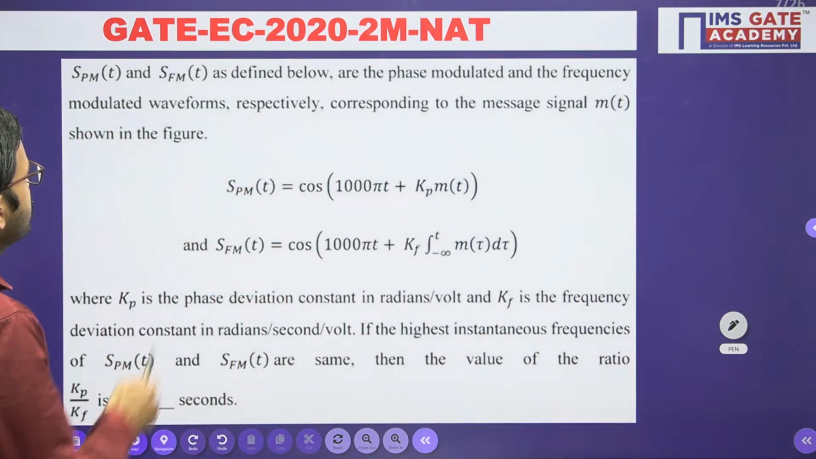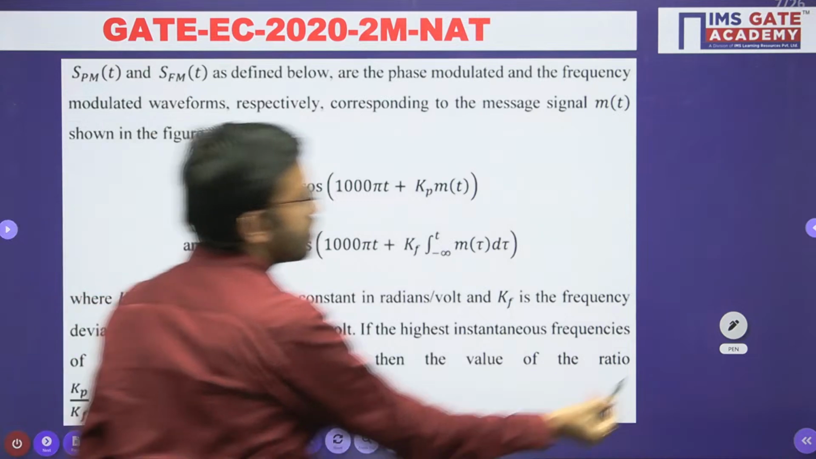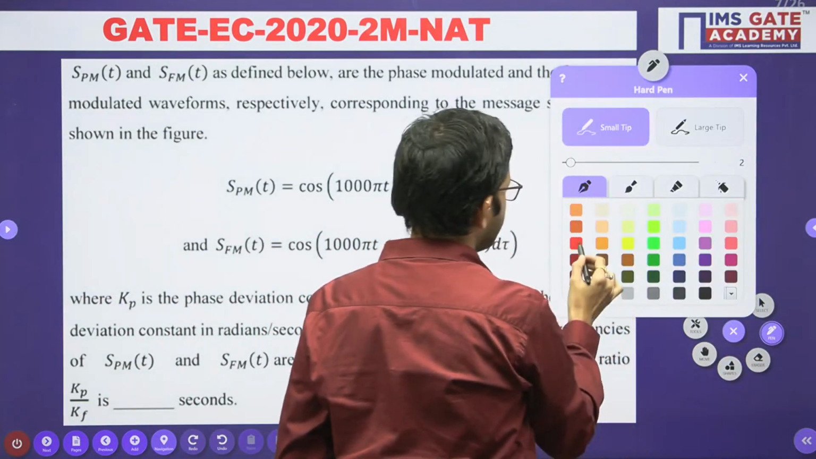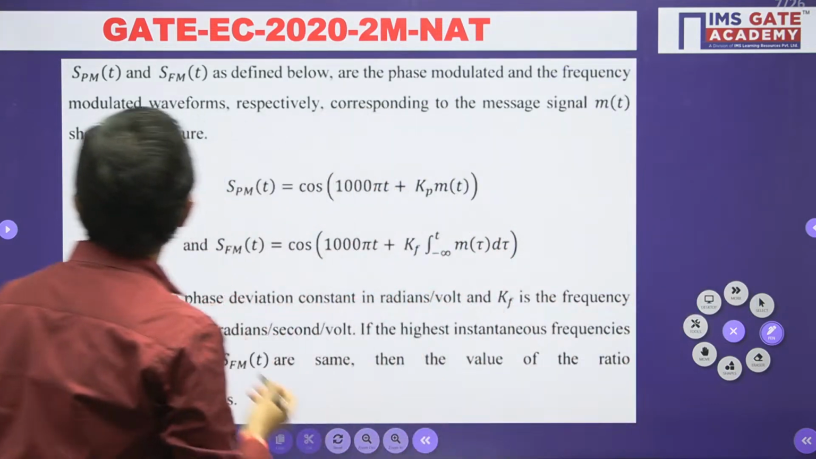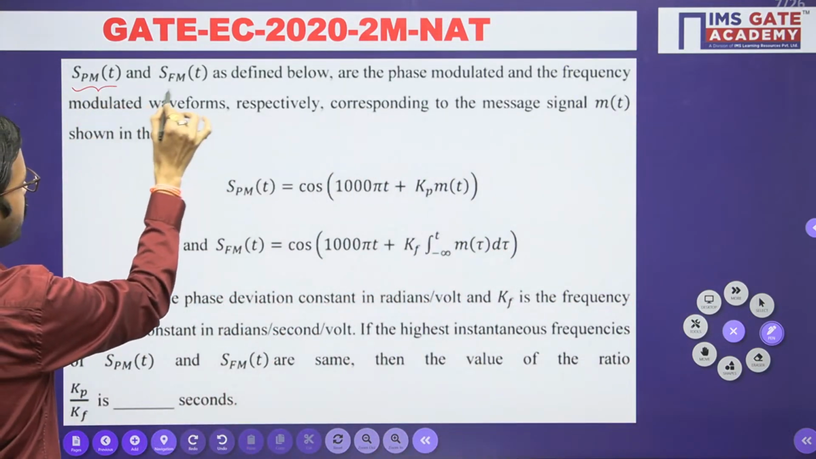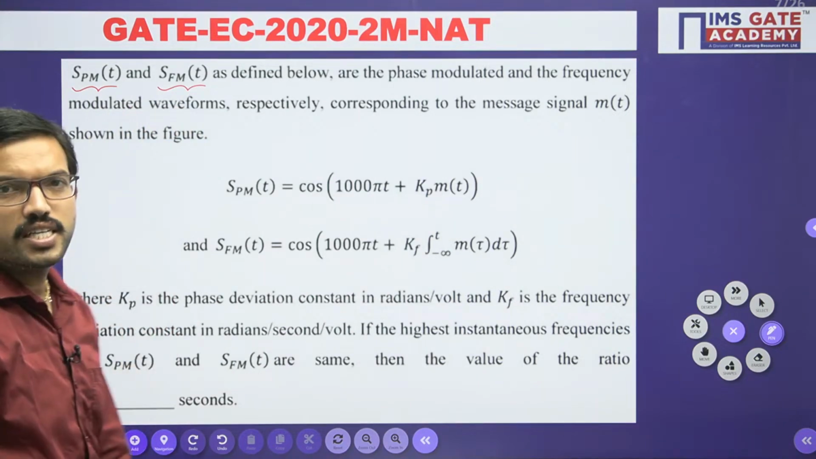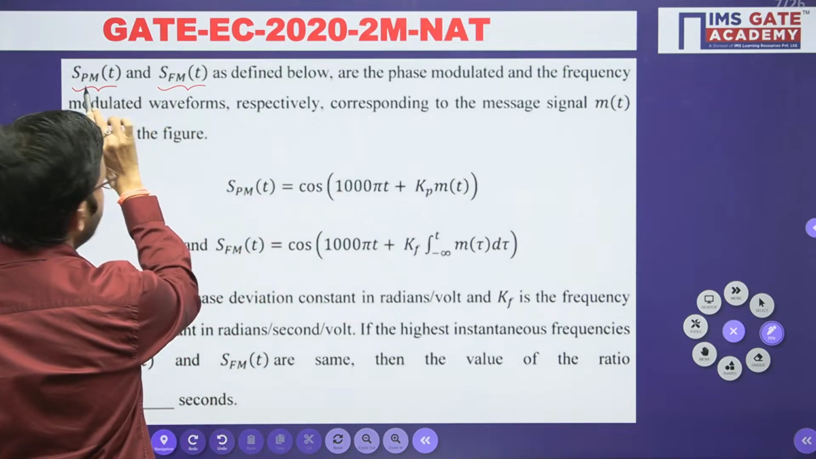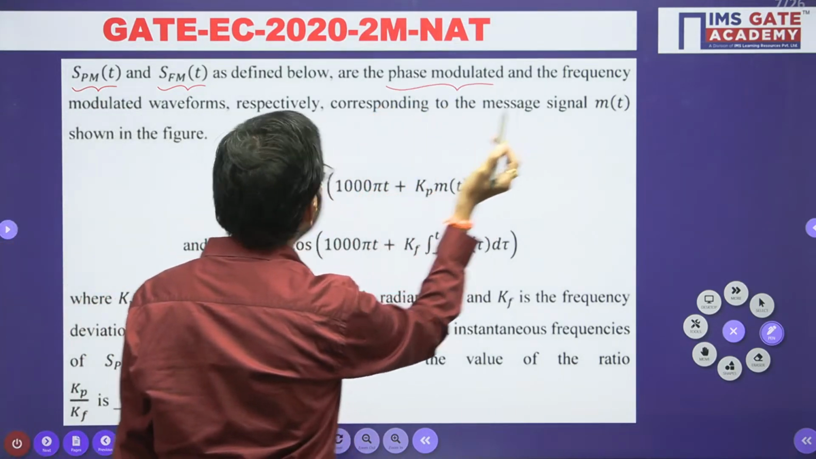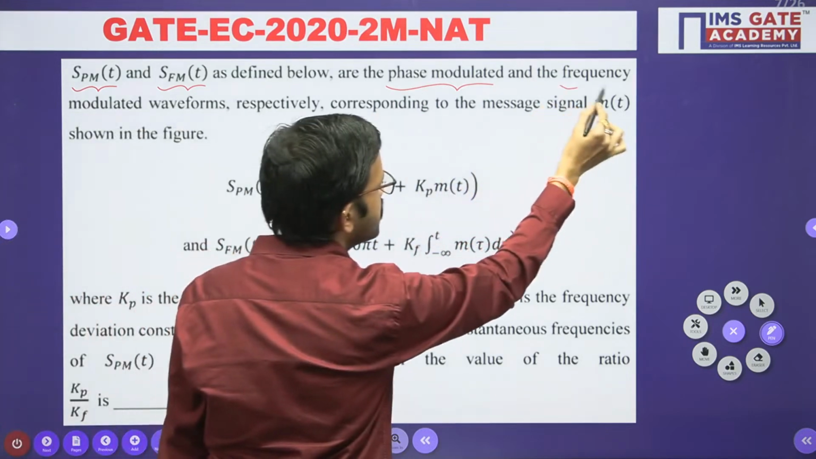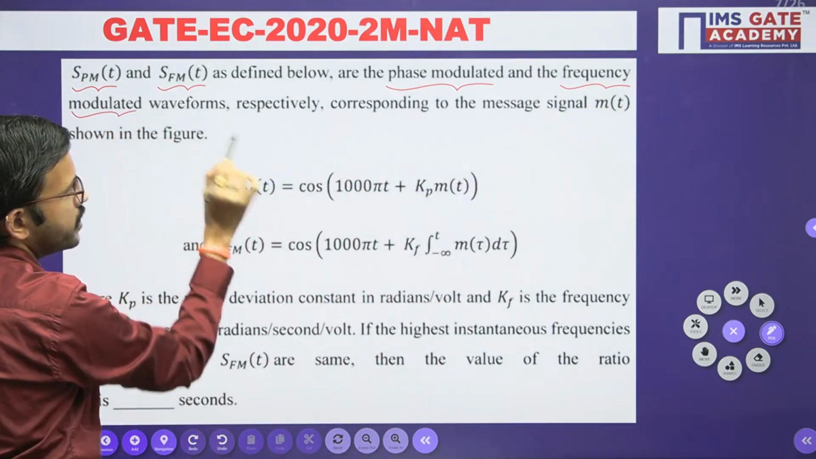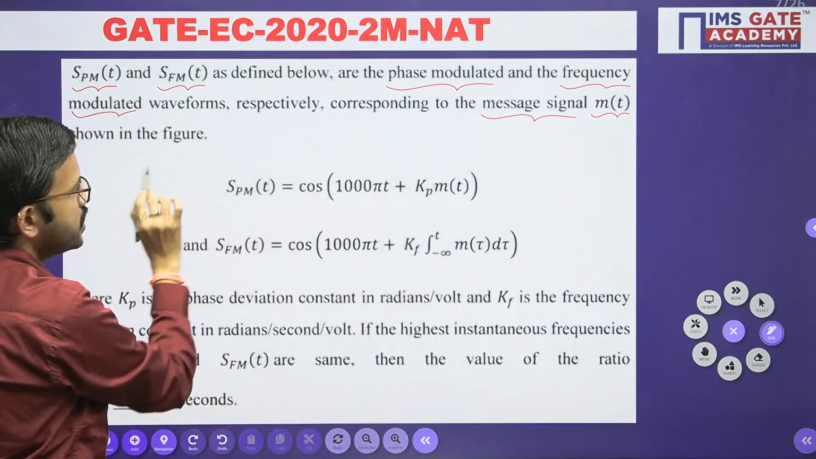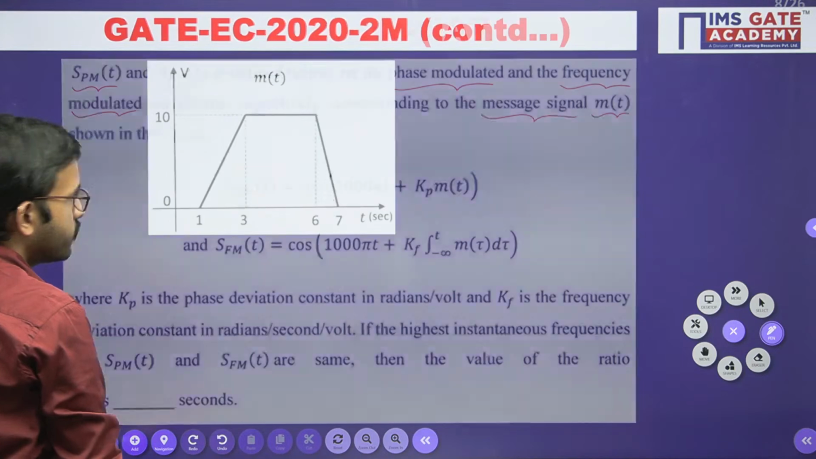Right. In this particular question, they have given two signals: one is a phase modulated signal, another is a frequency modulated signal. Here PM stands for phase modulated signal, whereas FM stands for frequency modulated signal. Here the message signal is m of t, which they have shown in the figure.